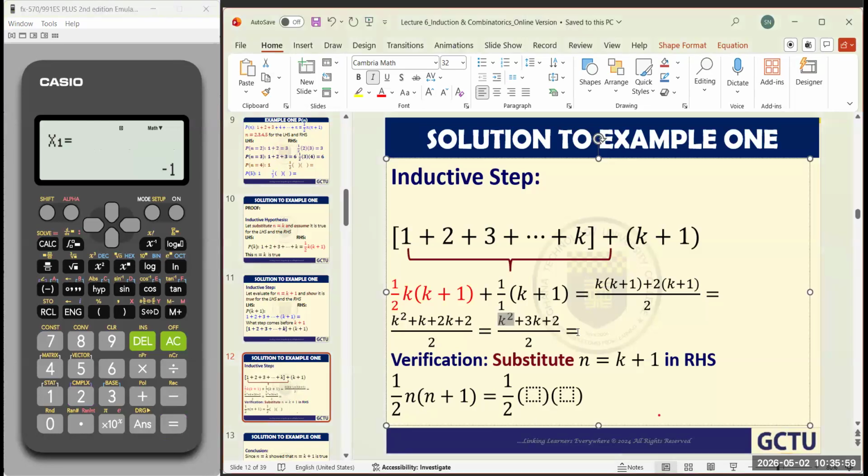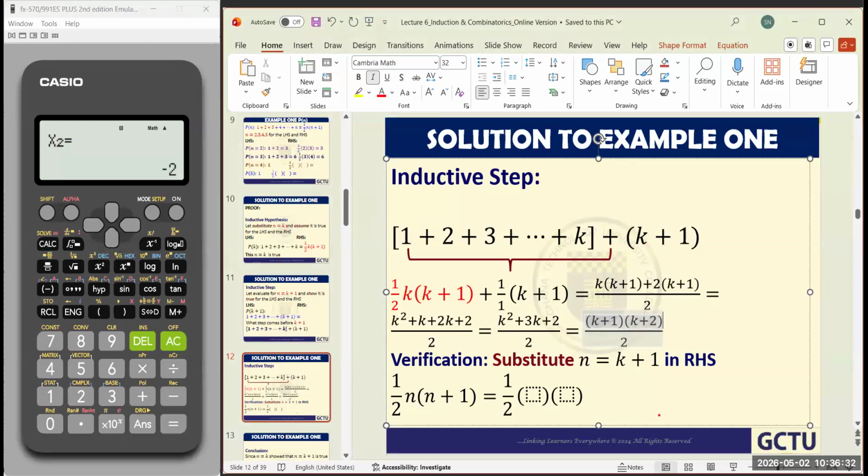Now, I hope you know that when you say x equal to minus 1, the first factor is x plus 1, or k plus 1. When k plus 1 is equated to 0, you get k is equal to minus 1. Then what's the next value for x? I get minus 2. So that will give me k plus 2.